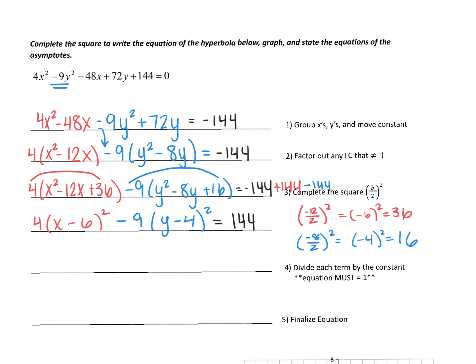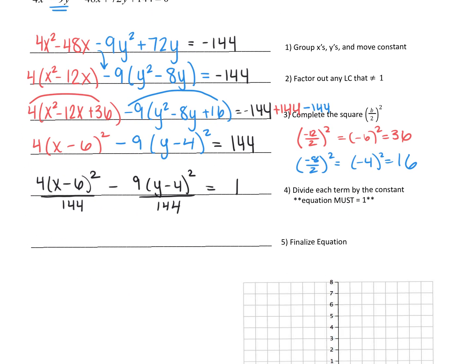So we're going to take each of the parts of the equation, and we're going to divide it by 144. And we're going to simplify to finalize the equation. Okay, so now when we do this, we're going to do 4 divided by 144, and that should give you 36. So we have (x minus 6) squared over 36 minus, and then 9 divided by 144, that'll give you 16. So we've got (y minus 4) squared over 16 equals 1.